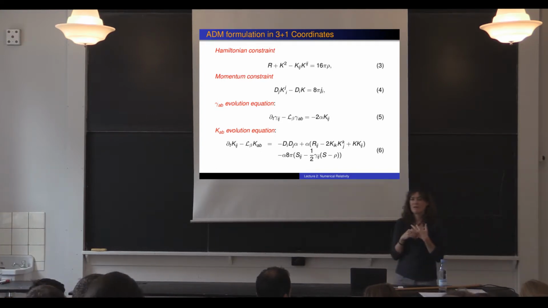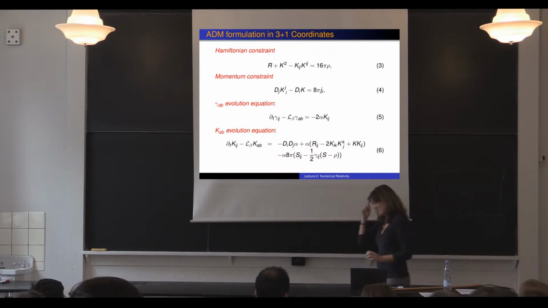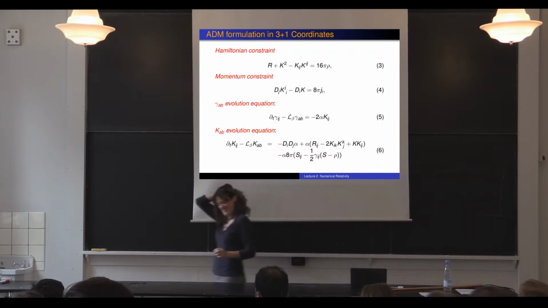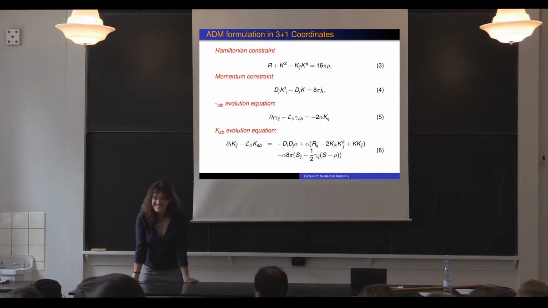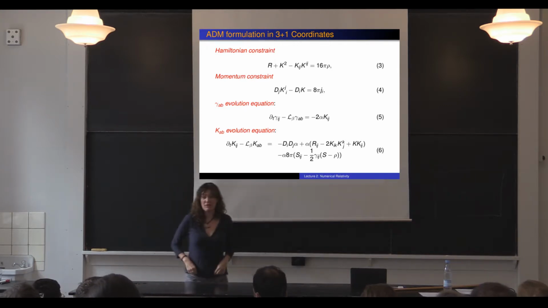Hey, this may be a related question, but the metric decomposition that you had, the 0,0 term, minus alpha squared plus beta_i beta^i, the magnitude of the shift vector. That's basically saying you can't shift too much. That must get violated inside the horizon, right? Right, you can superluminally shift your coordinates. You can be superluminal, yeah, exactly, absolutely.